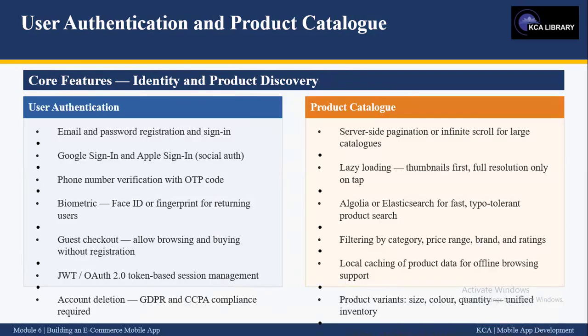User authentication and product catalog. User experience begins with authentication and discovery. Authentication must be seamless, supporting secure token-based sessions. For the product catalog, performance is paramount. You must implement strategies such as lazy loading for product images, infinite scrolling, and aggressive local caching. In a region with limited bandwidth, your app must be lightweight, ensuring the catalog remains accessible even under suboptimal network conditions.